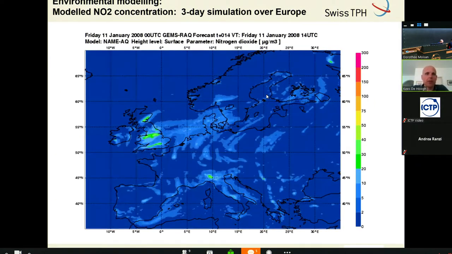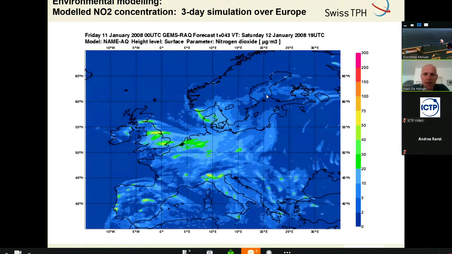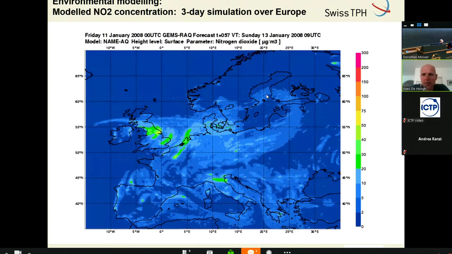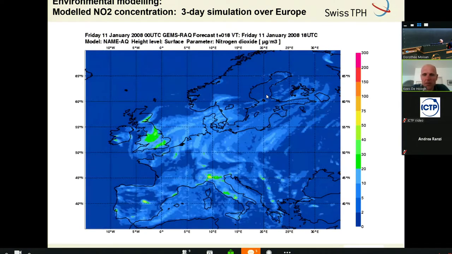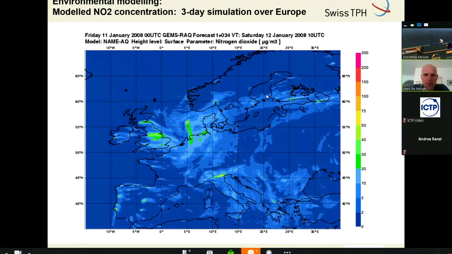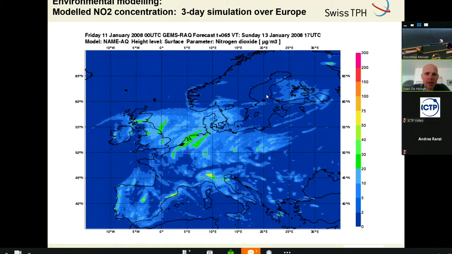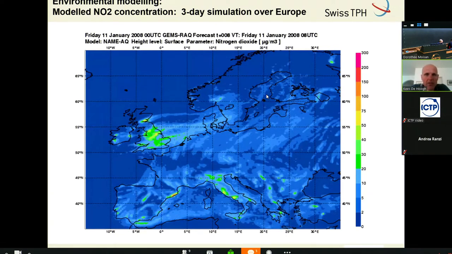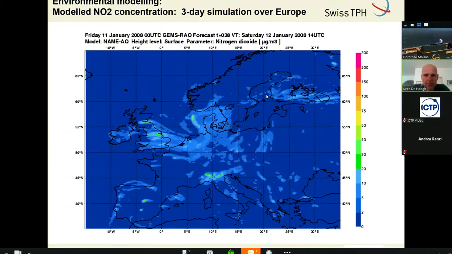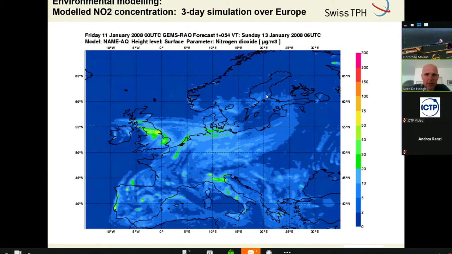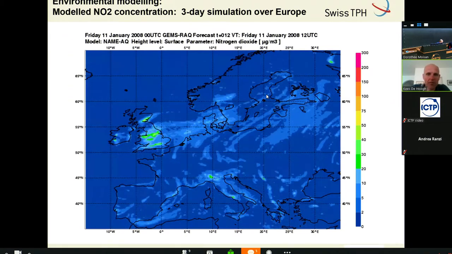And then we can, of course, model. This is an example of a three-day simulation over Europe in January 2008. These are done with very large European models, with a lot of data going in. So air pollution monitoring data will go into these models, but also meteorological data, emission data, etc. And with that, they can then give us hourly estimates of air pollution levels across Europe. It's a very nice simulation, where you can clearly see high levels of air pollution taken away by meteorological circumstances.